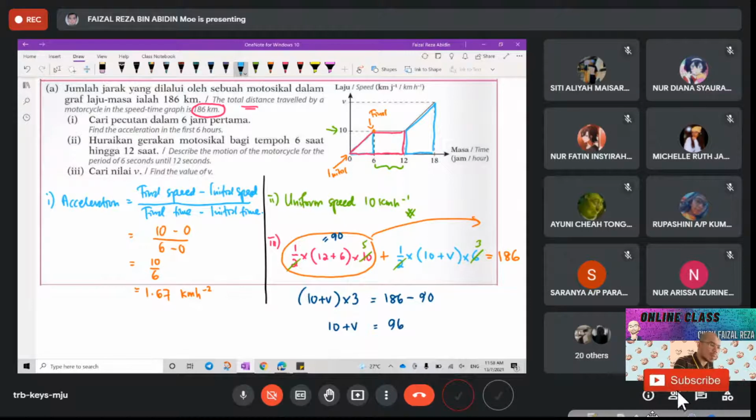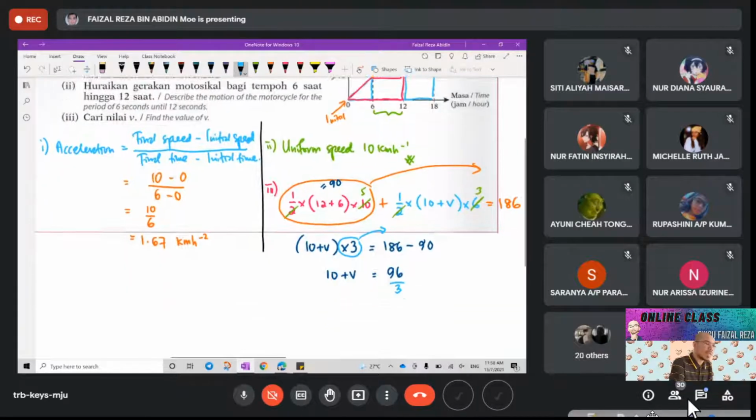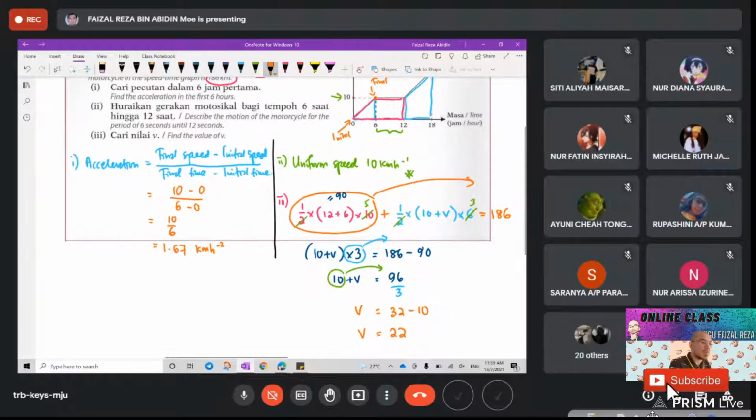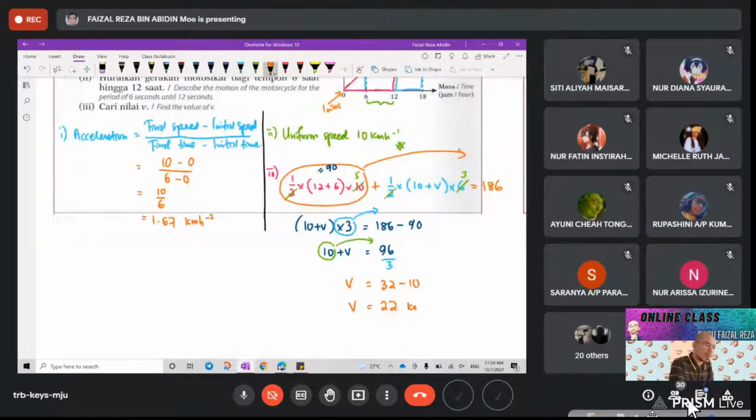Now I'm going to bring my times 3 over here to the right side. It's going to be what? Divide by 3 over here. So 96 divided by 3, I'm going to get 32. Okay, so over here, V is going to be 32. Now I'm going to bring 10 over here to the right side. So 32 just now is going to be minus 10. So my V here is going to be 32 minus 10, which is 22. That's our V here, which is speed. So kilometer per hour. That's going to be our V.